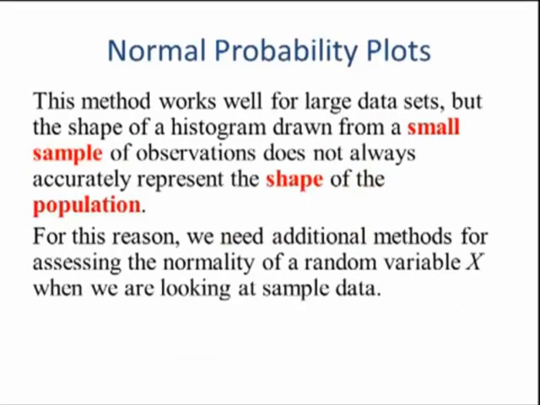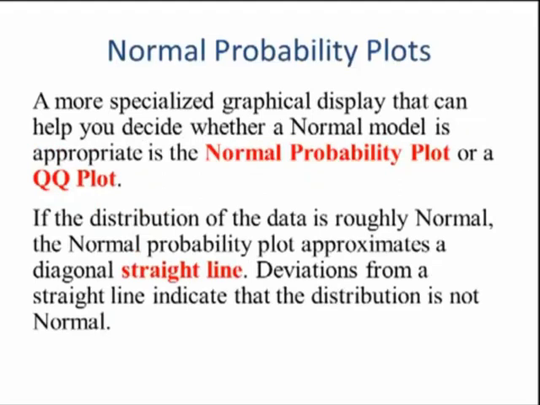This method works well for large data sets, but the shape of a histogram drawn from a small sample of observations may not always accurately represent the shape of the population. For this reason, we need additional methods for assessing the normality of a random variable x when we are looking at sample data. A more specialized graphical display that can help you decide whether a normal model is appropriate is the normal probability plot, or sometimes it's called a QQ plot.